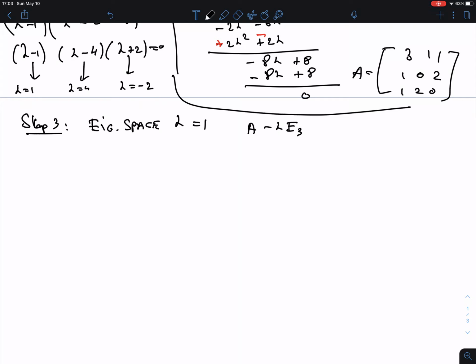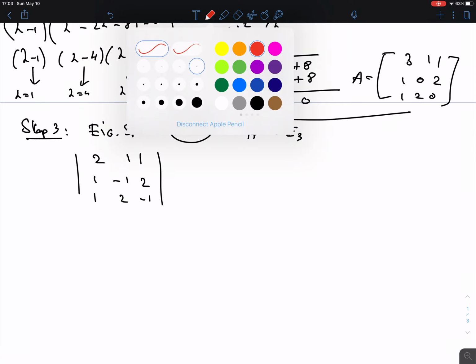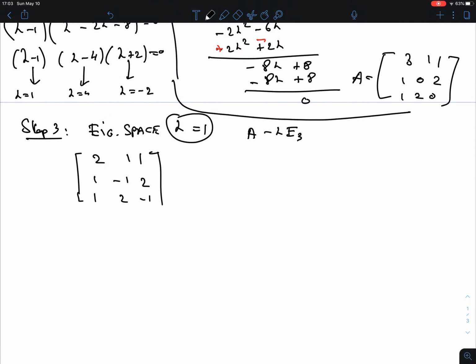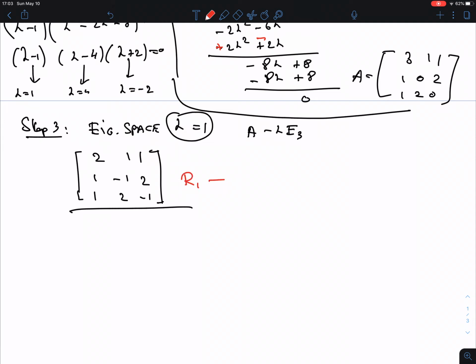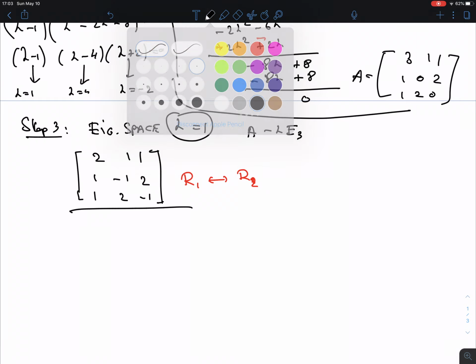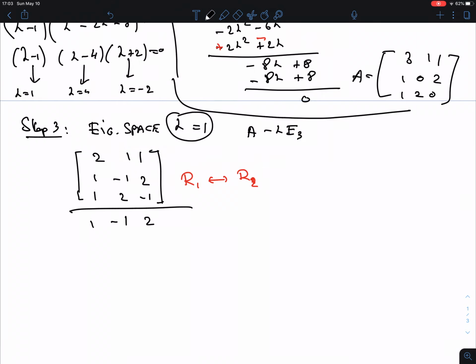That means we subtract 1 from the diagonal. So here lambda is 1. So we get 2, 1, 1, 1, minus 1, 2, and 1, 2, negative 1. Sorry, these are actually matrices, not determinants. Because we are now dealing with matrices and not determinants, we do need echelon form. So I have to get my 1 in the right position. So I'm going to interchange row 1 with row 2. So I get 1, minus 1, 2, and then 2, 1, 1, and 1, 2, minus 1.